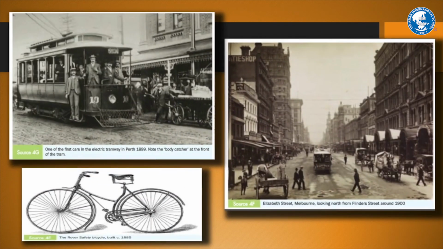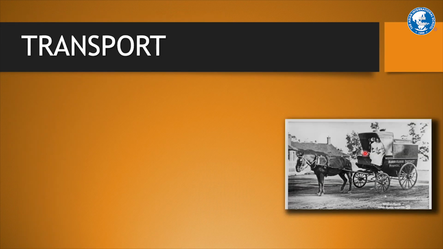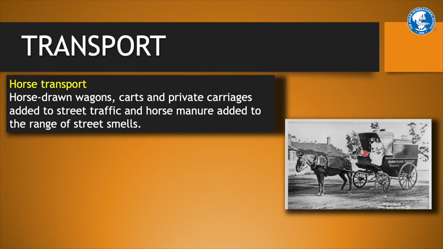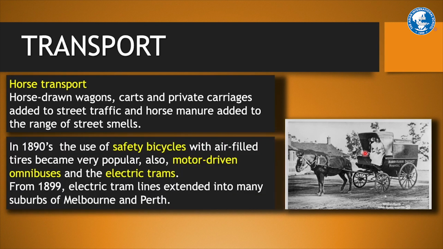Okay, now how about transportation? What's the common transportation in Australia during the 1900s, most especially in Perth and Melbourne? So as you can see on the picture, we have here the tramways, and this one, that's bicycle, and on this picture, you can see horse transport, right? Okay, so those were the common transportation during that time. And horse transport was very common. Horse-drawn wagons, carts, and private carriages added to the street traffic, and horse manure added to the range of street smells. Okay, and in the 1890s, the use of safety bicycles with air-filled tires became very popular also.